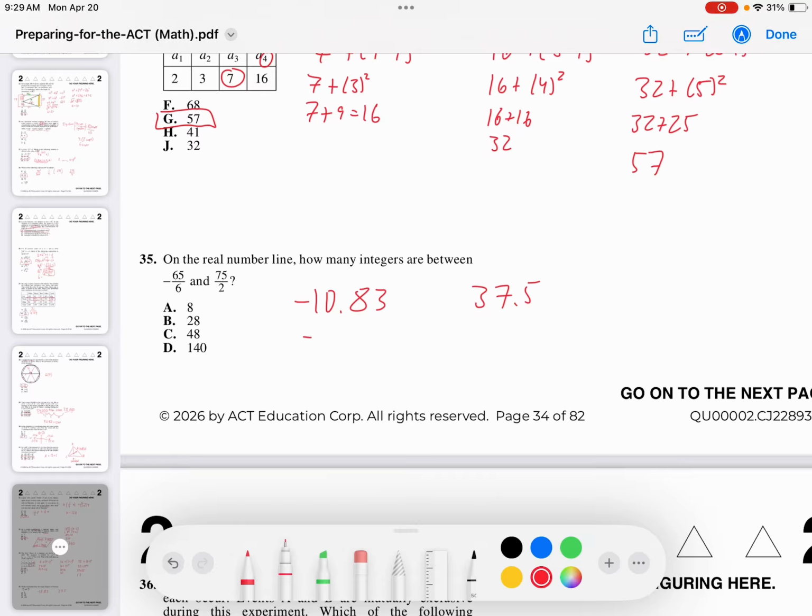We would have -10, -9, etc., all the way through 36 and then 37. So that should be 48, I believe. So we'd have 10 negative numbers, then the number 0, and then 37 positive numbers. So that would be 48 total numbers.